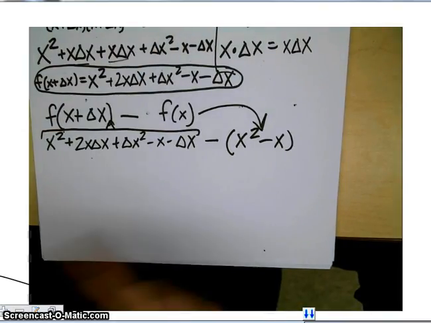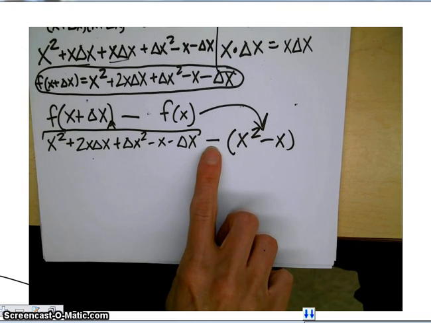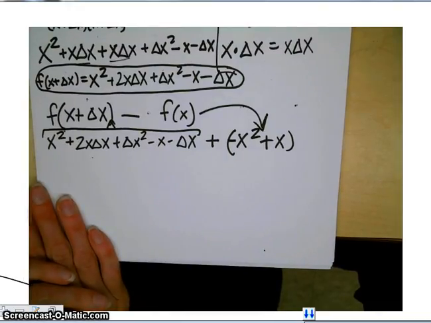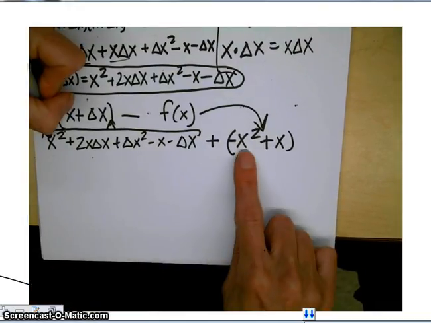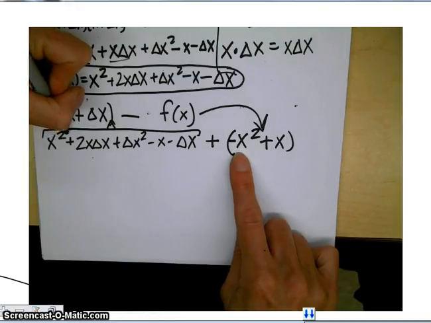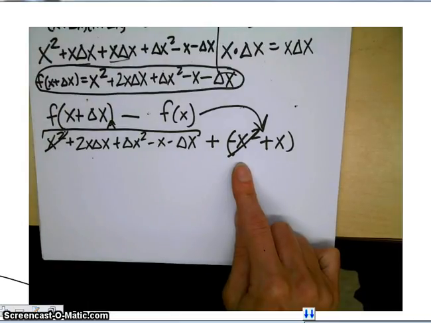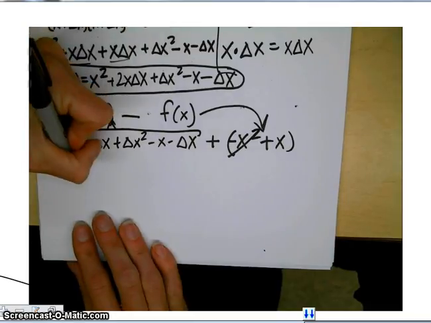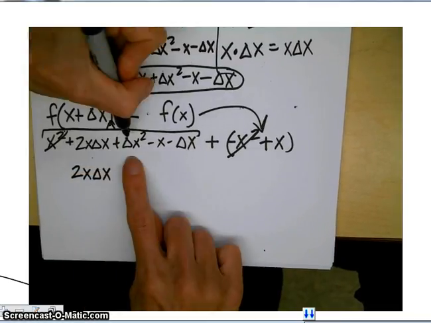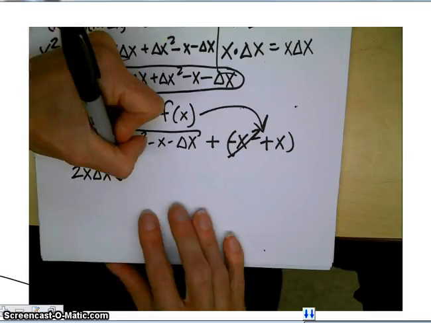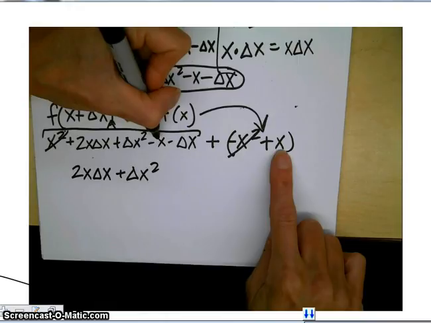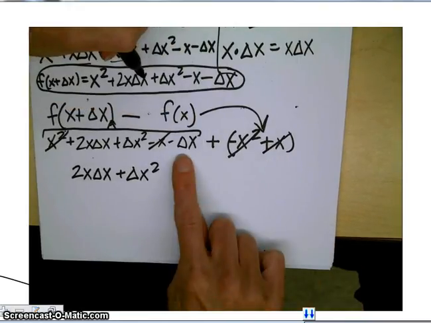Okay, so now when I subtract each of these, what happens? You add the opposite of each. So now I need to combine the like terms. What happens with x squared and negative x squared? What's x squared minus x squared? 0. It is 0. So now, does this term 2x delta x go with anything? No, it doesn't. So I write 2x delta x. Does negative x go with anything? It goes with positive x, and they make 0.